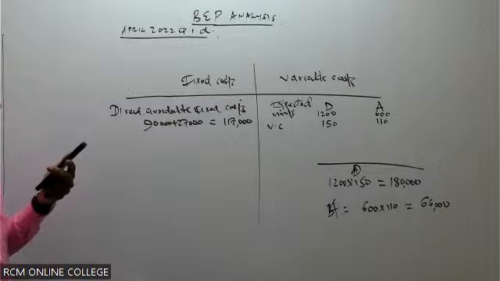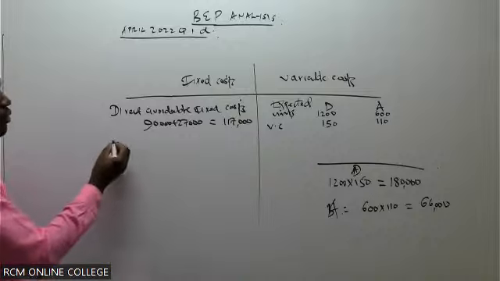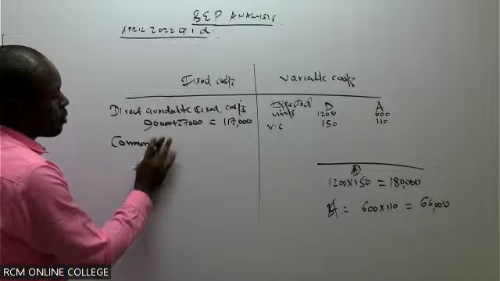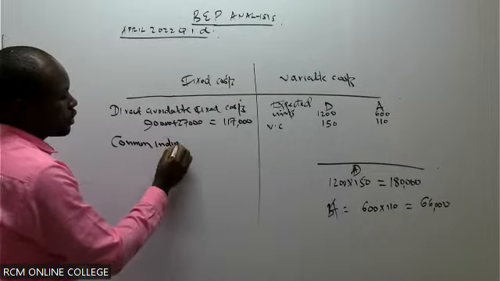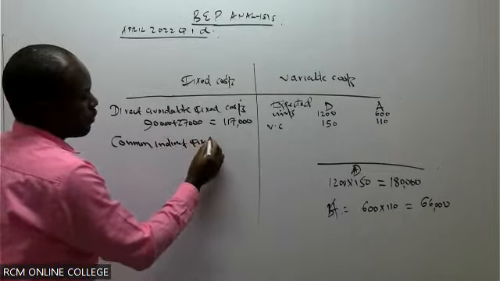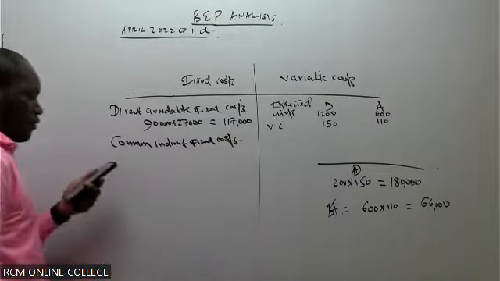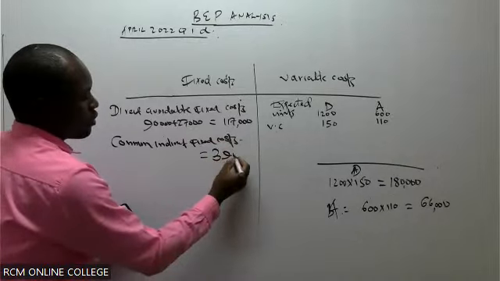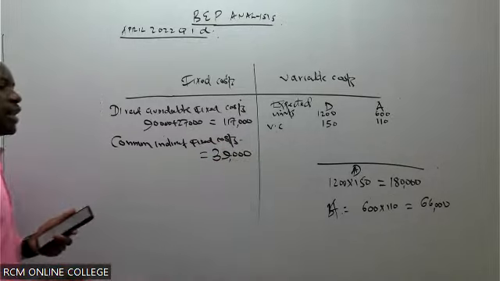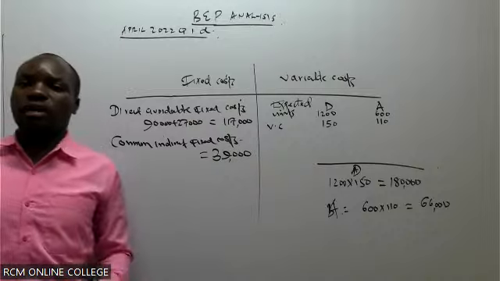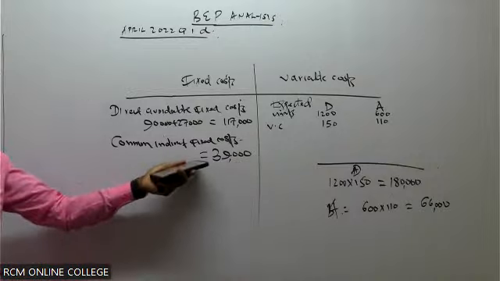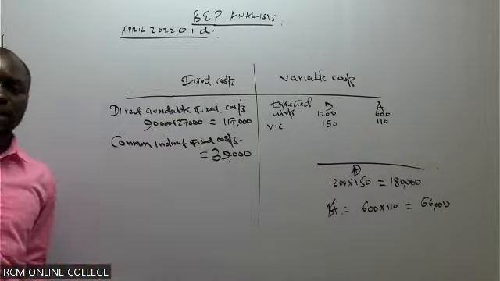Any other fixed cost? We have common indirect fixed costs, of what figure? Of 39,000. So it does not relate directly to any product, but should you decide to do production, then automatically you are going to see that will be a fixed cost incurred by this particular company.